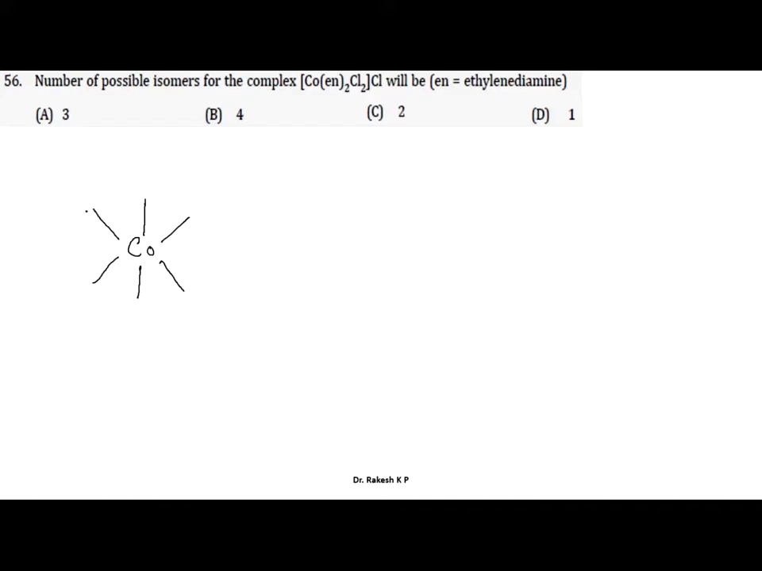Okay, see this one here. Here I am going to write en, which is a bidentate ligand. Here I am going to indicate the chlorine. Just identify: this is the trans isomer. This is trans. Let me write this one here. This is the cis.